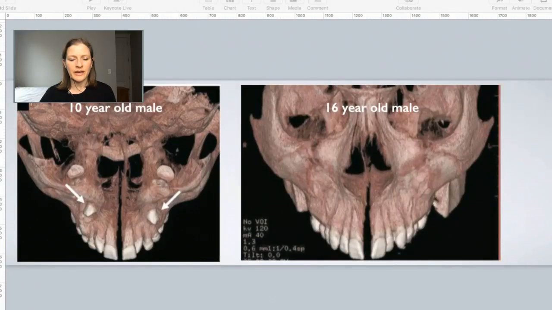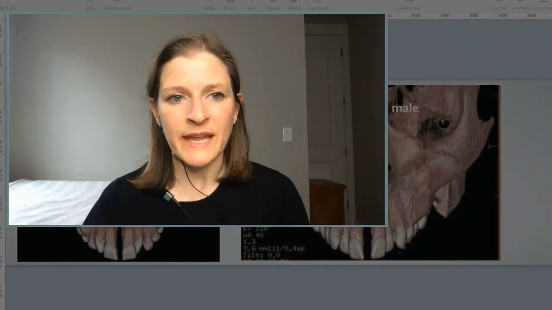If it's an airway patient, so if it's a kid that has significant airway issues, difficulty with nasal breathing, or diagnosed sleep apnea, we'll be more likely to think about a TAD expander as soon as they're into the permanent dentition, because that pretty much correlates with puberty.